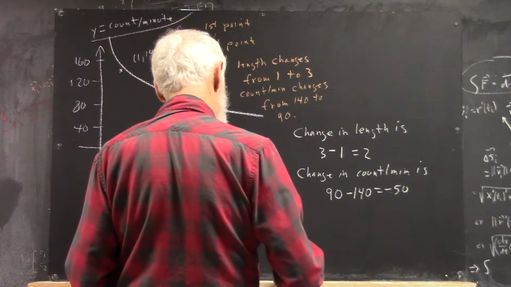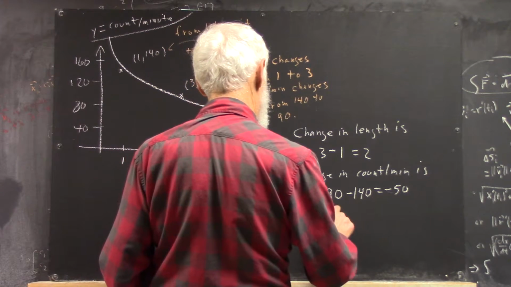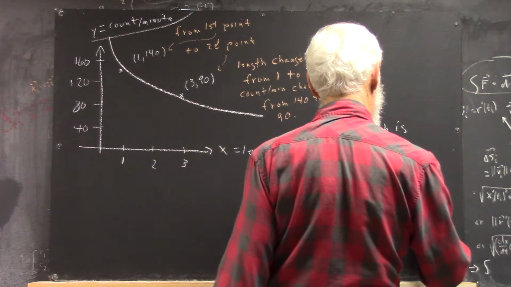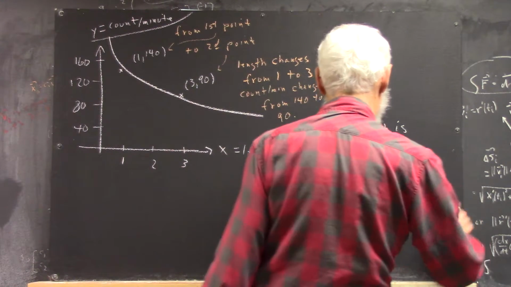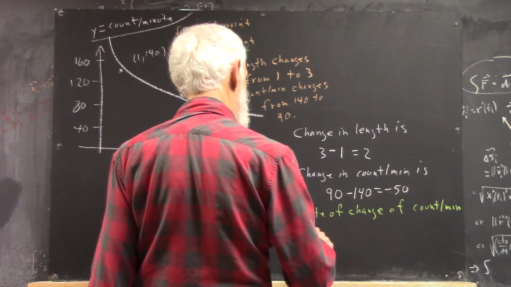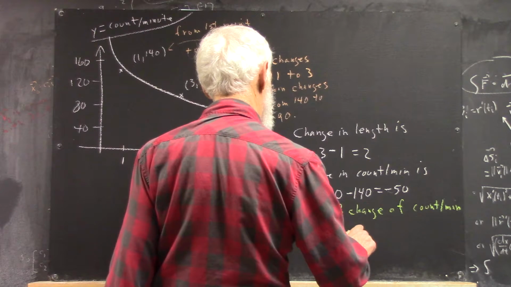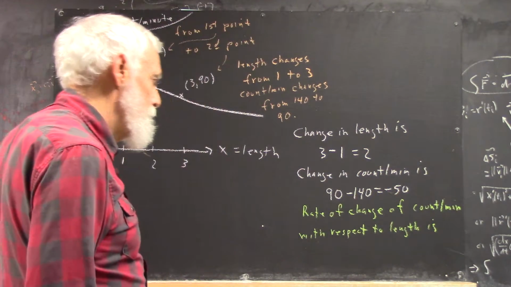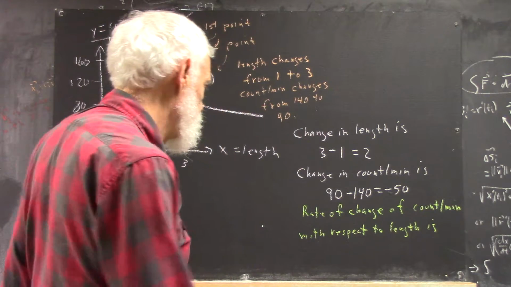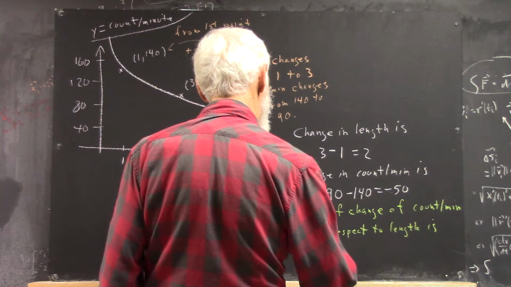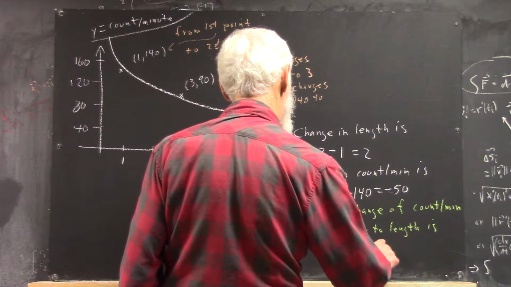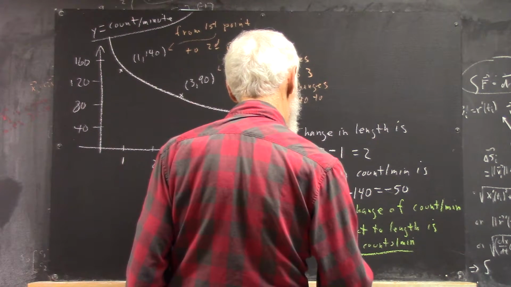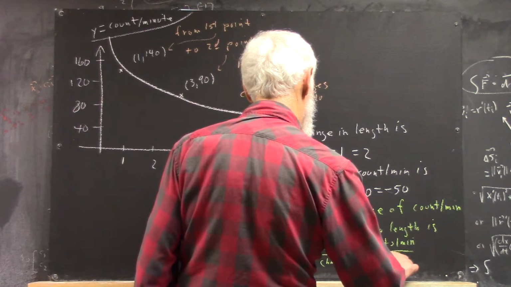So I'm going to make a big important statement here. The rate of change of the count per minute with respect to length is the change in the counts per minute divided by the change in length.